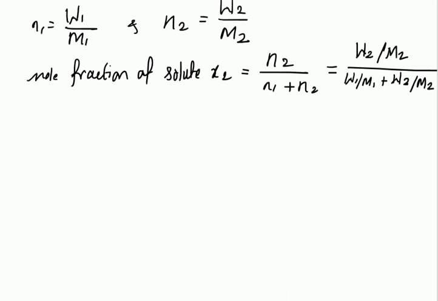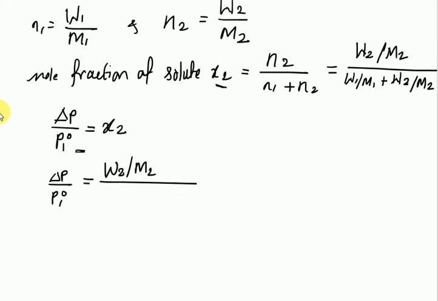Now see, if we put the value of x2 in the previous equation, that is delta P upon P1⁰ is equal to x2, we have this formula. If we put the value of x2 in this equation, then we get delta P upon P1⁰ is equal to W2 upon M2 upon W1 by M1 plus W2 by M2.